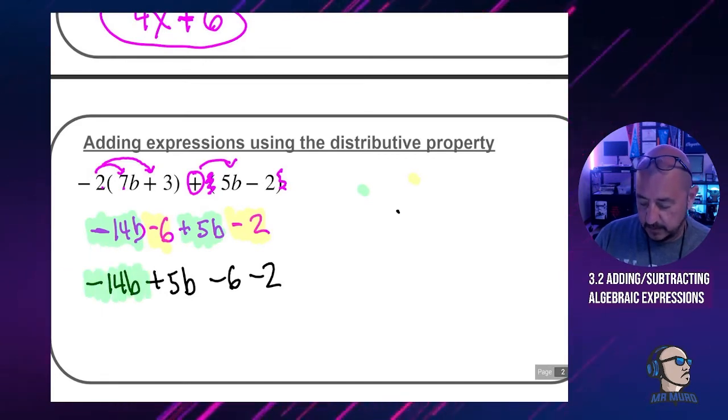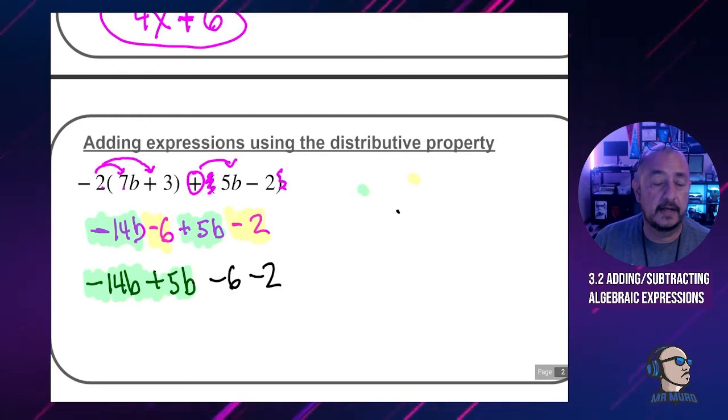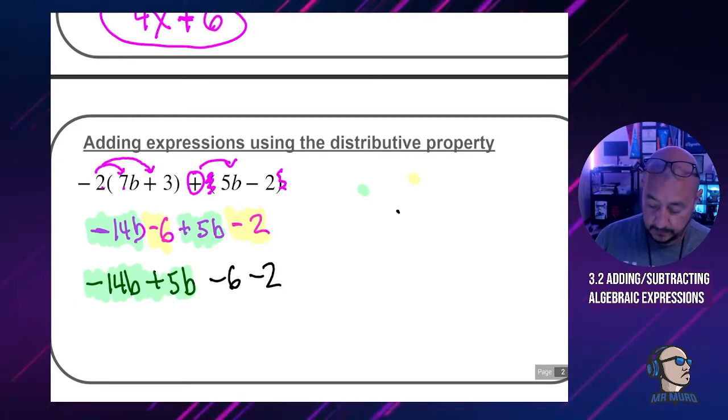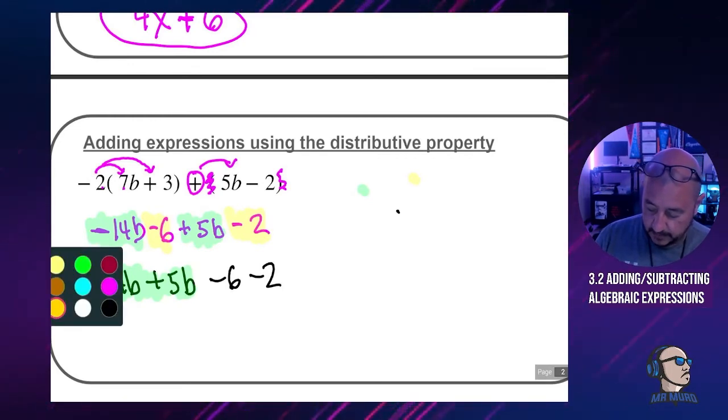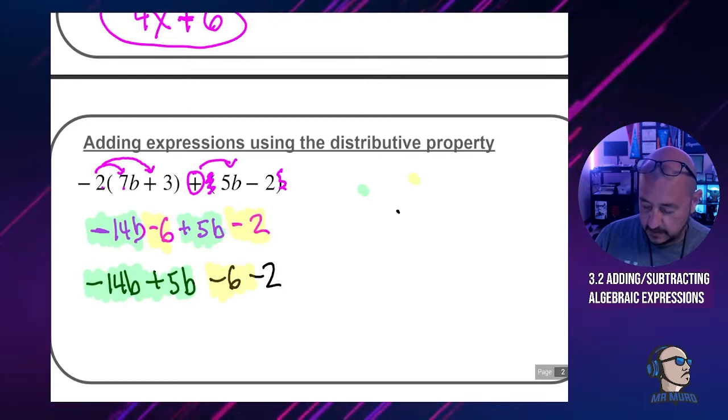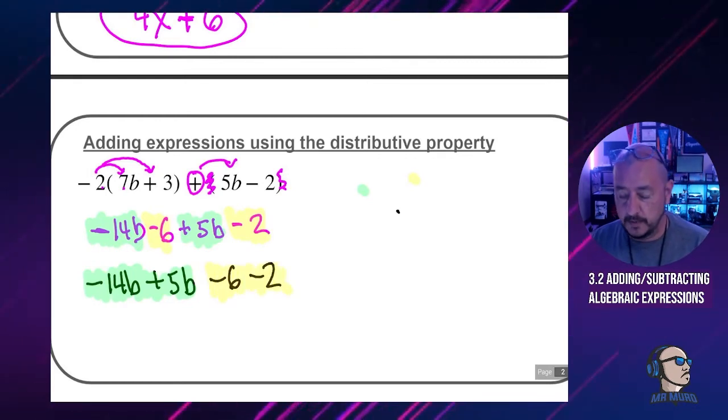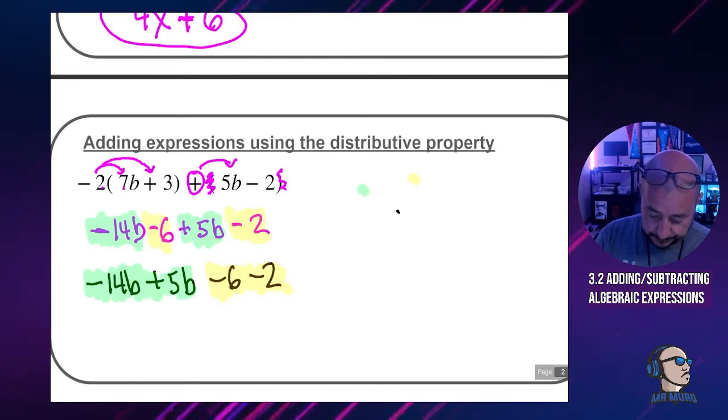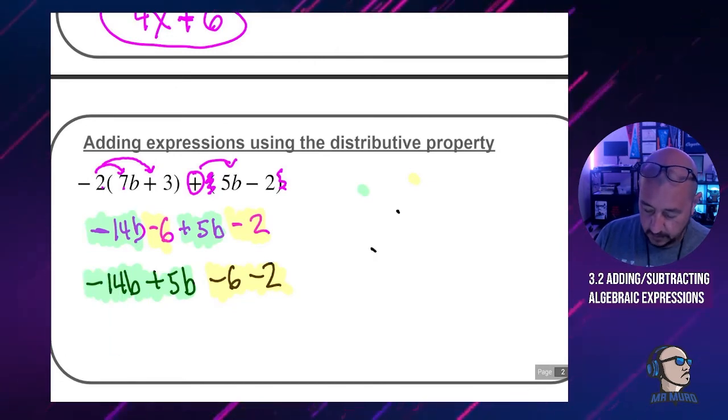That means I'm going to group these guys. I'm going to combine negative 14b plus 5b. And I'm also going to combine my negative 6 and negative 2. And we go through the same process again. So what I'm going to do is negative 14b plus 5b.